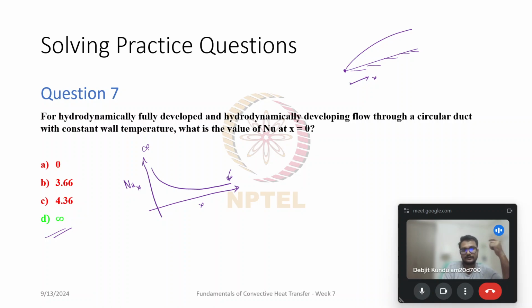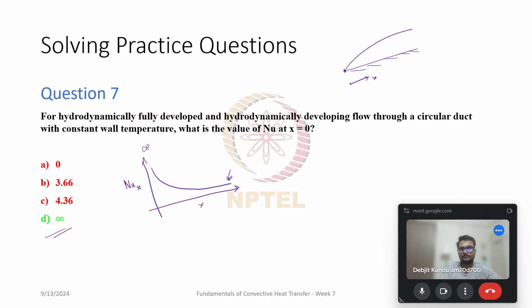So we will see this for finite values as well. If we do not go to x equal to 0, but very small values of x, that is at, let's say, 10 power minus 3, or if we can go even smaller, we will see that these local Nusselt numbers are very, very huge, because there is a huge gradient. Both the flow gradient and the temperature gradient are high, which means that the rate of heat transfer would also be very, very high.